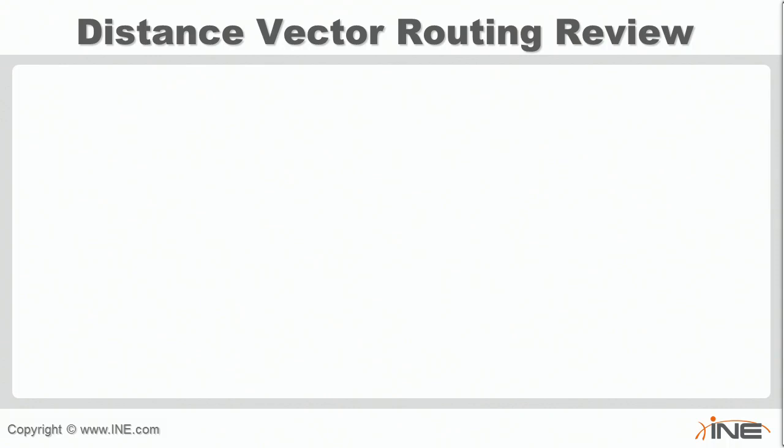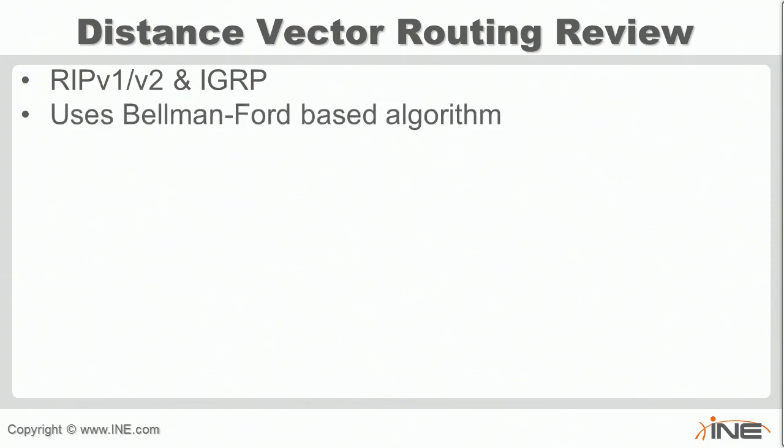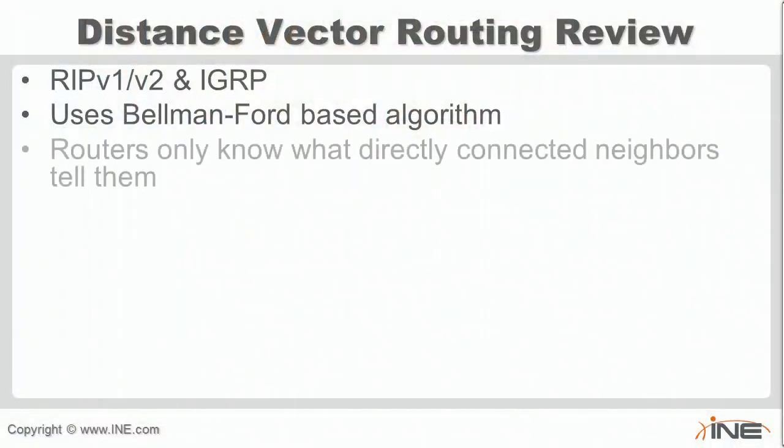Now, if we compare this to the distance vector routing of RIP version 1 or RIP version 2 and the legacy IGRP protocol, these use what's known as the Bellman-Ford based algorithm. Basically, this means that I tell you all of my routes, you tell someone else all of your routes, and so on, but you only know what the connected neighbors are telling you. So in RIP or IGRP, you don't have an overall picture of the network. You only know what the directly connected neighbors are telling you.